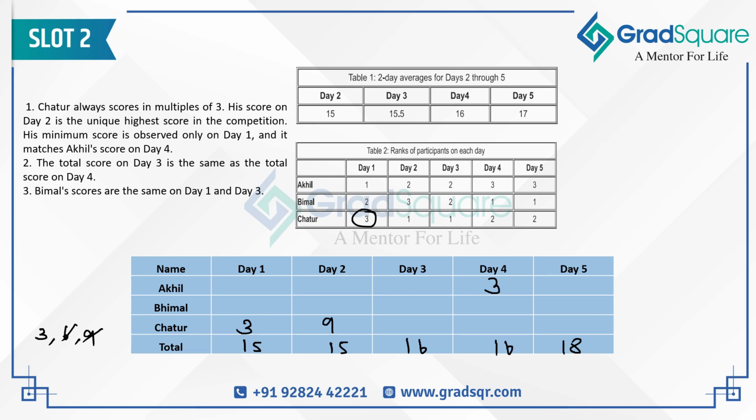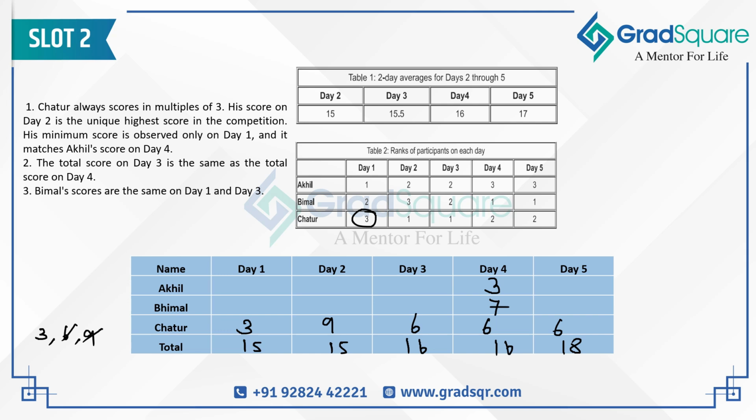And Chatur always scores in multiples of 3. So 9 is the highest score and 3 is the minimum score, and all other days he will be scoring 6 because he scores only in multiples of 3. And this should give me a total of 16. Already 9 is gone, so 7 should come here.